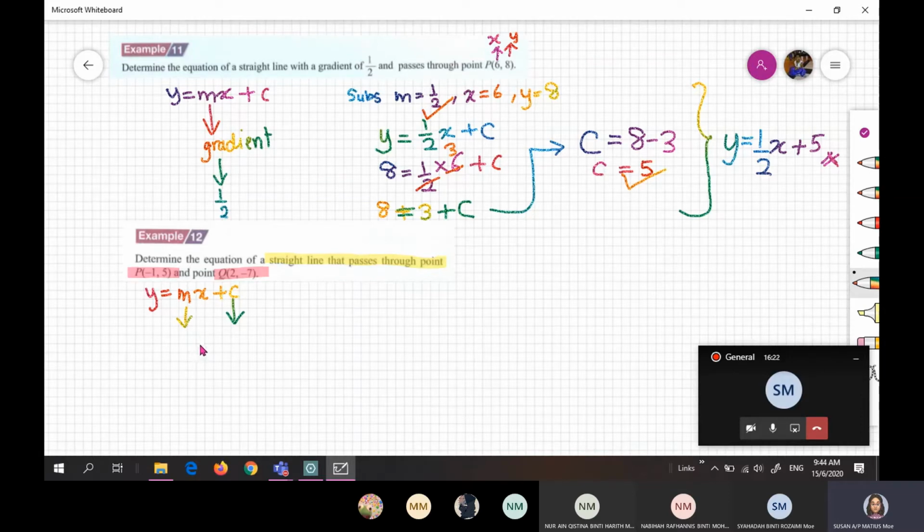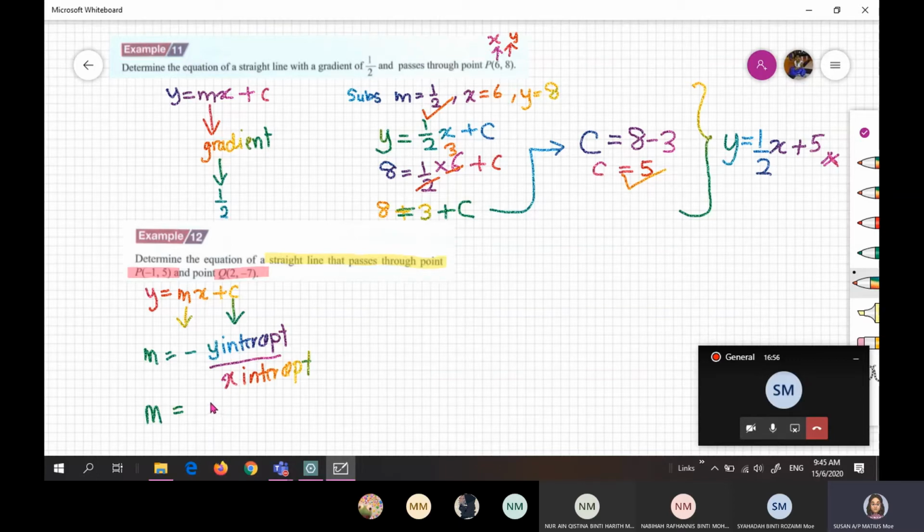Okay, so if you still remember, we have formulas to find the gradient. There are 2 types of formula. The first formula, if you still remember, uses the negative y-intercept divided by the x-intercept. So this is one method. The second method is to use the coordinates. Any coordinates or any points that are on the straight line will give you the same gradient.